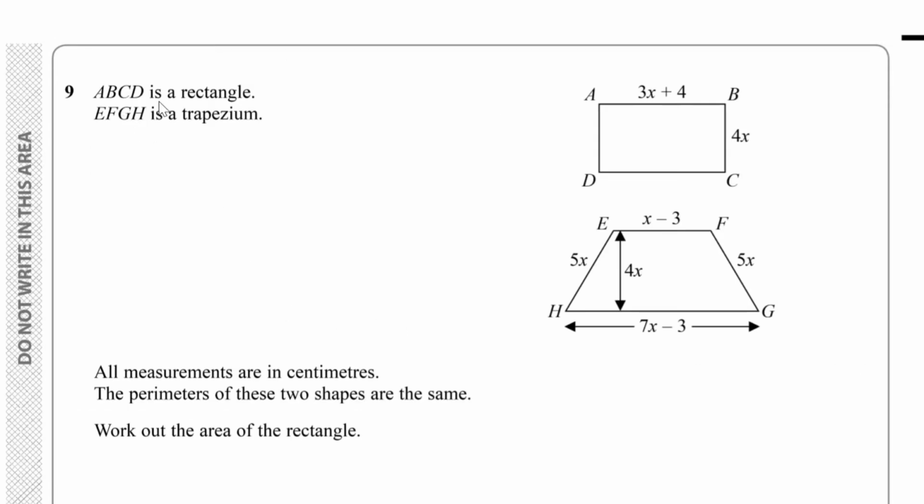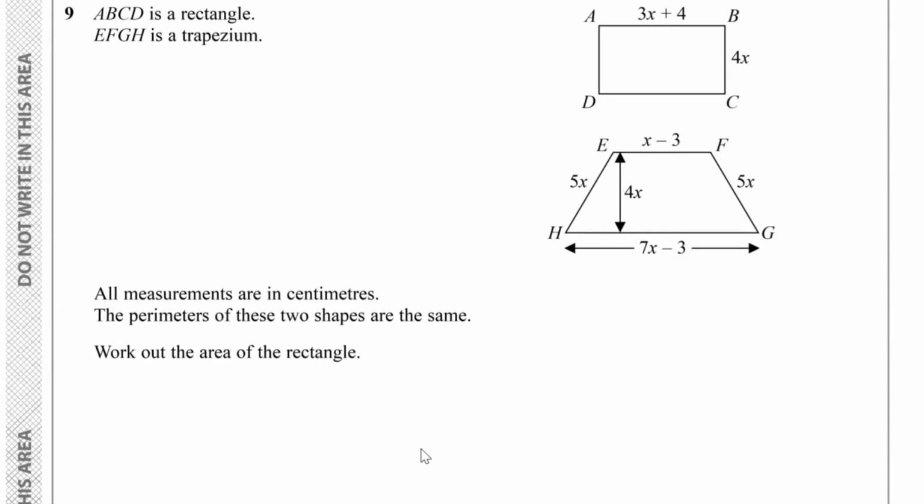Question 9. ABCD is a rectangle and EFGH is a trapezium. All measurements are in centimeters and the perimeter of these two shapes are the same. We have to work out the area of the rectangle.